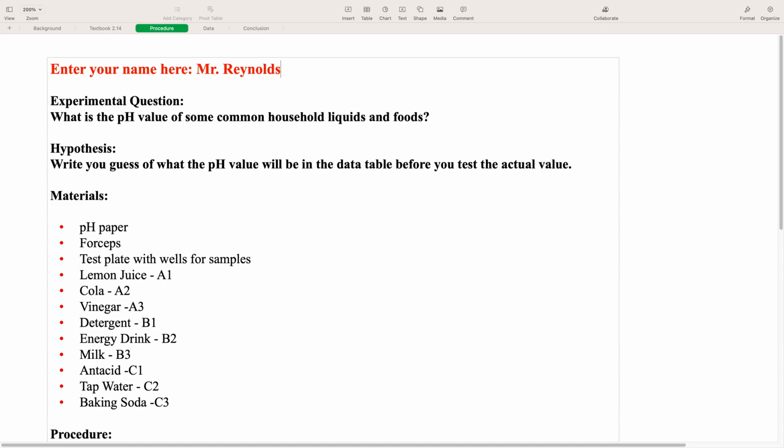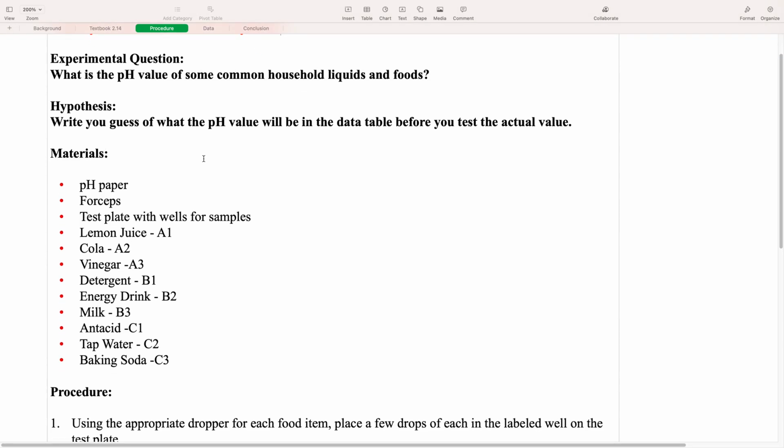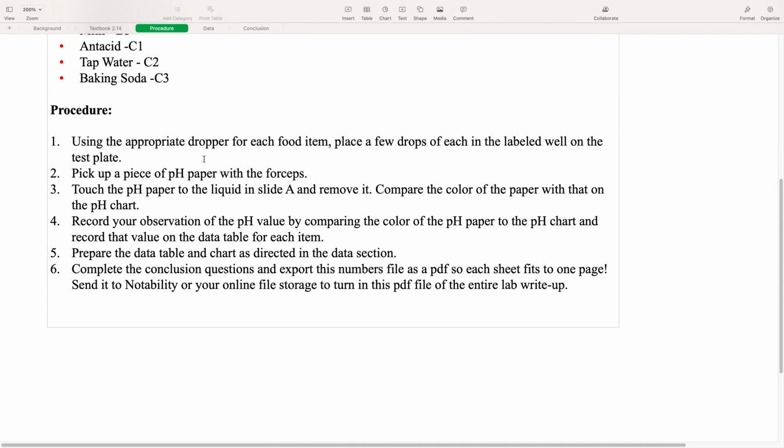You're going to convert all of this into a PDF file. So scroll down here on the procedure, and it talks about how we're going to run the lab, steps 1 through 4. And you're going to make a data chart in number 5, and you're going to answer conclusion questions. And this really should be number 7. You're going to turn this in as a PDF file. We've done this before, but just as a reminder, it's the export to a PDF file.